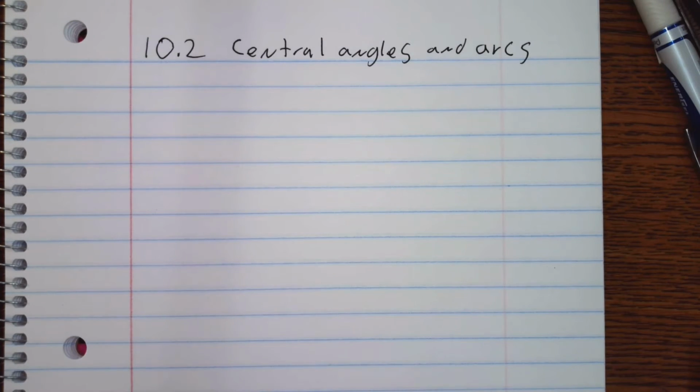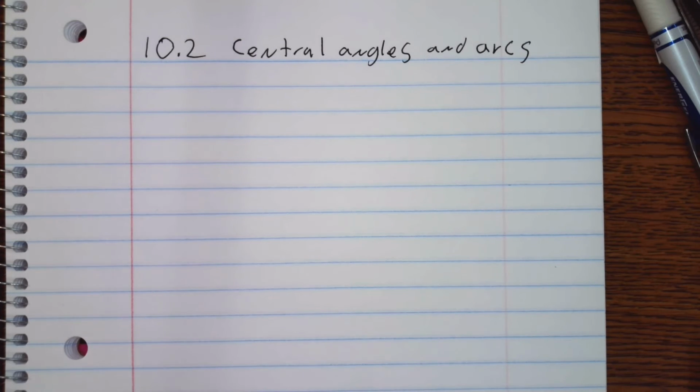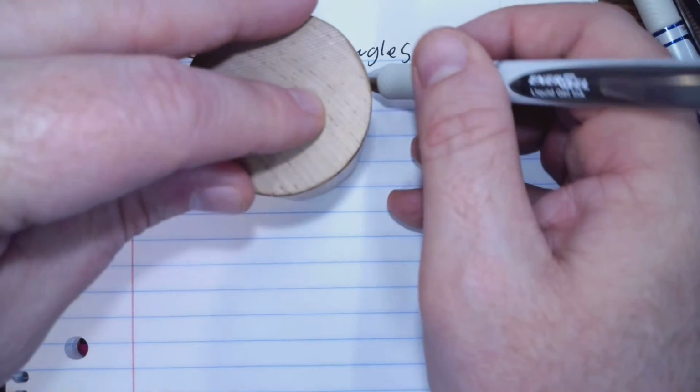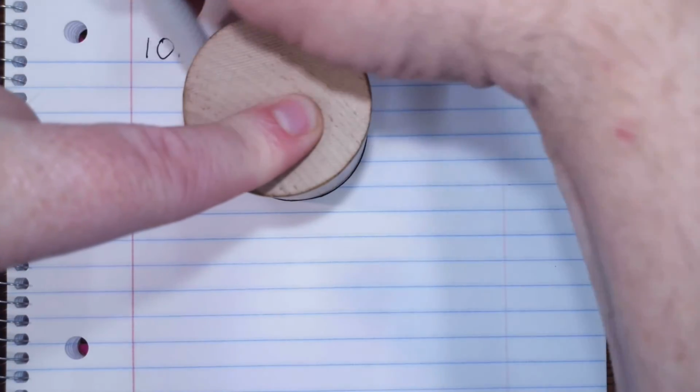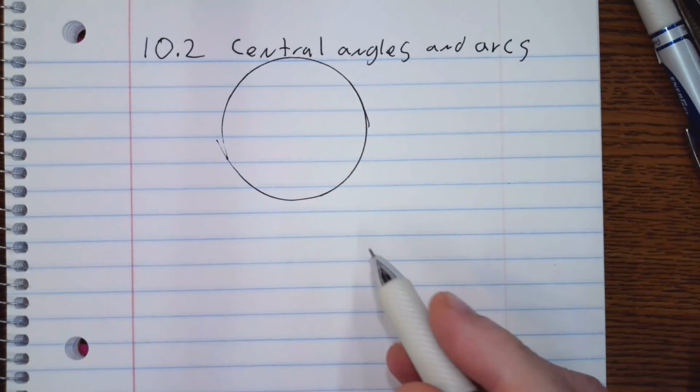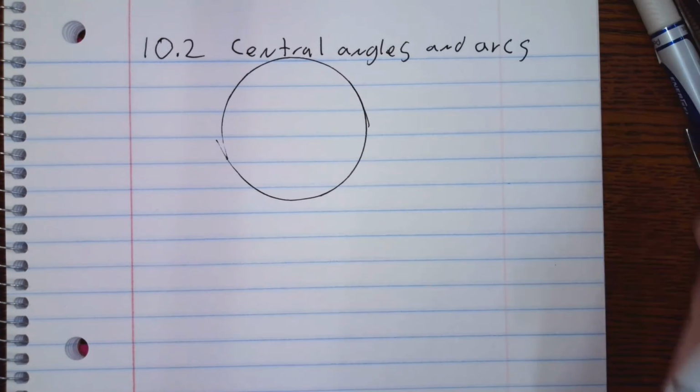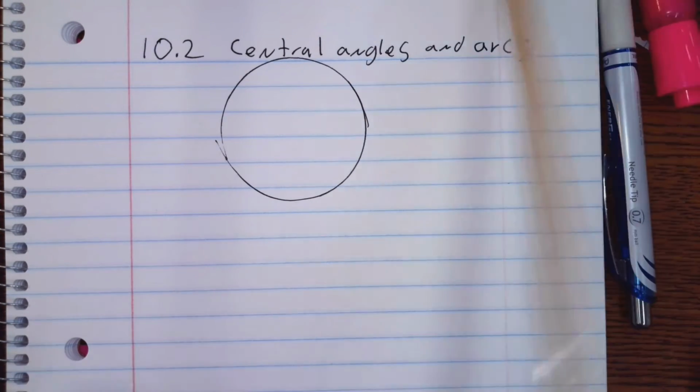All right, 10.2 central angles and arcs. There's a lot of ways to call it, but basically that's what we got going on. Very, very important to know how to write things on this, because again, we're still at the language part of this chapter, which is different from the other chapters.